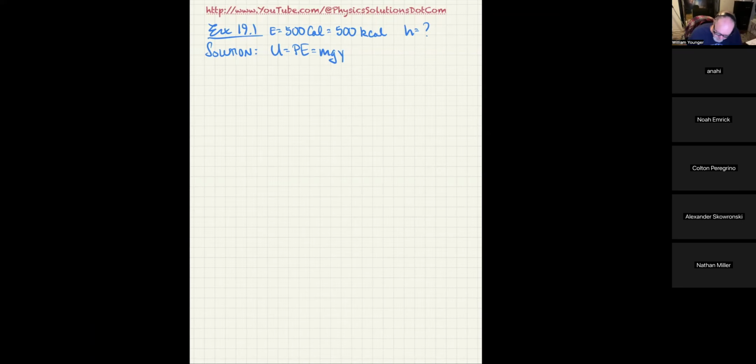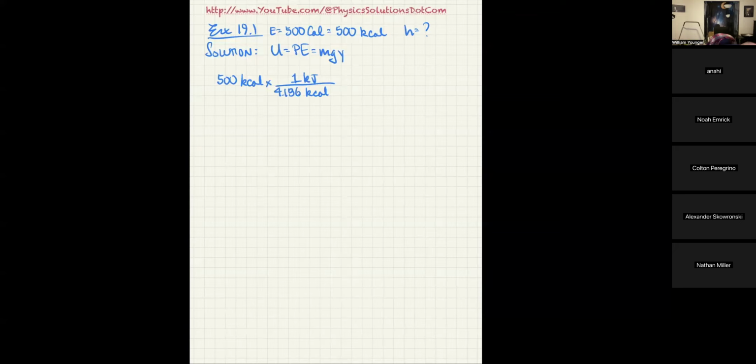So what we want to do is set that equal to 500 dietetic calories. So we'll take the 500 calories, which are kcals, and what we're going to do is realize that 4.186 kJ is equal to 1 kcal.